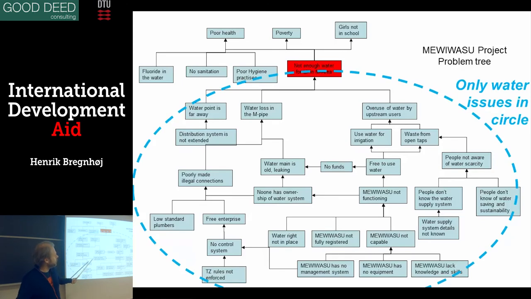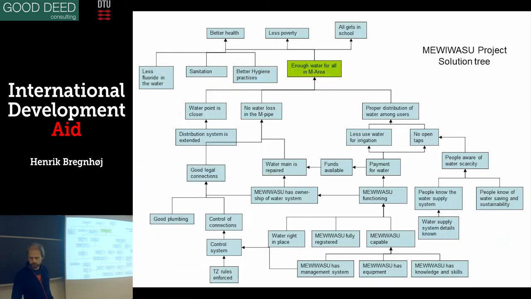I should say it's only water supply here. I mean, all this is only water issues about the water supply system. They also have other problems like poor hygiene practice and no sanitation, fluoride in the water here. But we chose to focus only on the water, and if we look at the reasons for that, there are a lot of reasons for the water supply system, that people are not having enough water. And this leads to other things. But the main thing is, this is what we try to solve. We cannot solve everything in the world, but we try to focus on this.